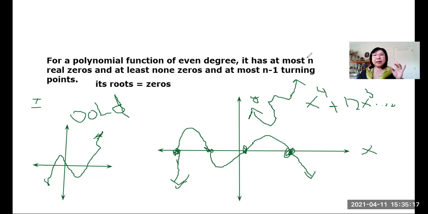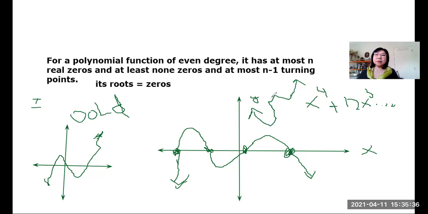And that's why they call it at most n real zeros. It depends on the degree. So this is degree 4, it has 4 real zeros here. At least non-zero, this is the case when I draw it here, at least non-zero, right?